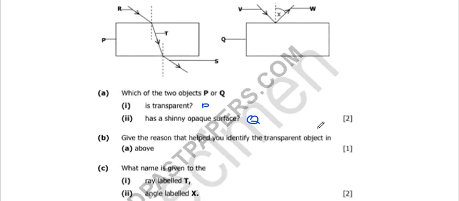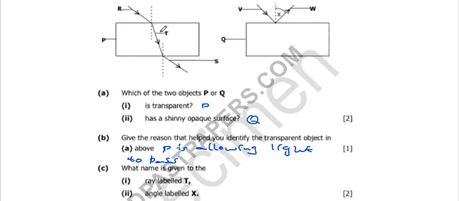Give the reason that helps you identify the transparent object in P, in A above. So, as I said earlier, transparent objects allow light to pass through. So, light is not passing through this object, it's simply bouncing off, while light is passing through object P. So, the reason is that P is allowing light to pass through. As simple as that.